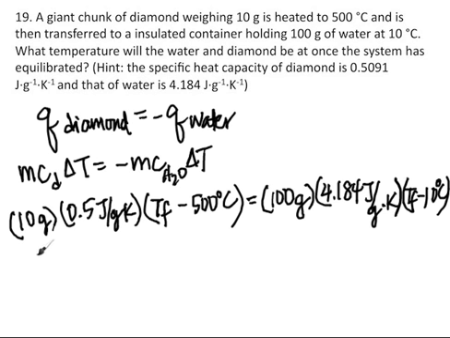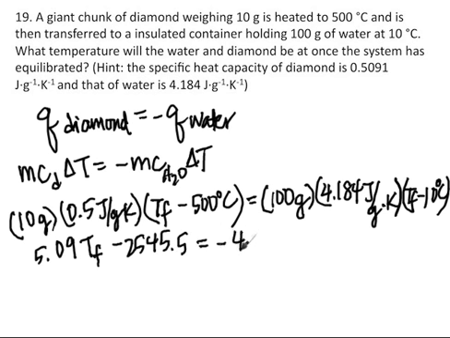So now if we do the calculations, we can see that it will become 5.09 T final minus 2545.5 equals minus 418.4 T final plus 4,184. This is just arithmetic and algebra.